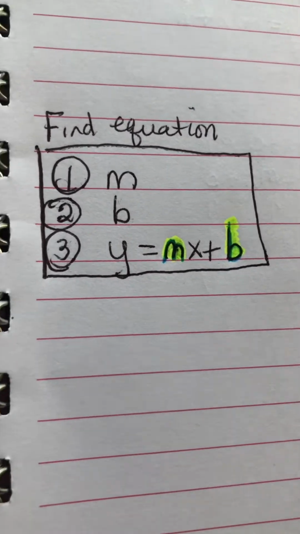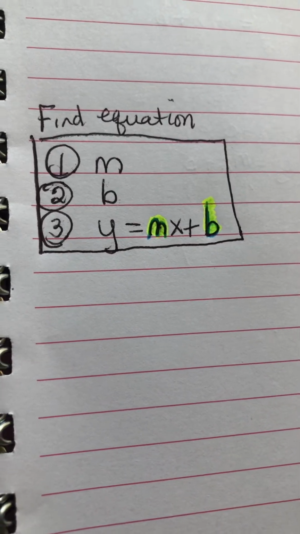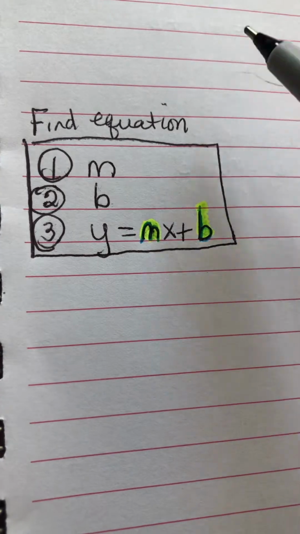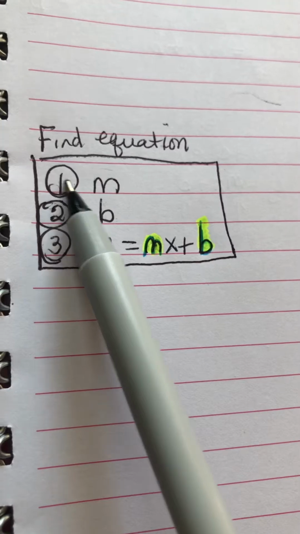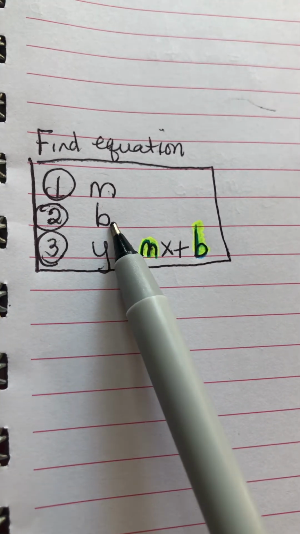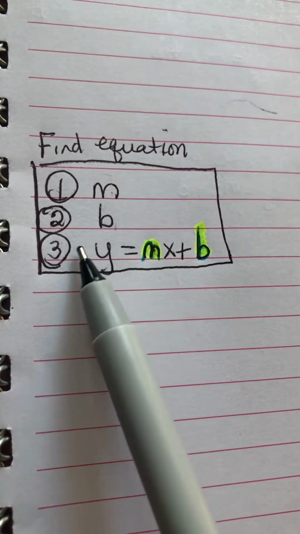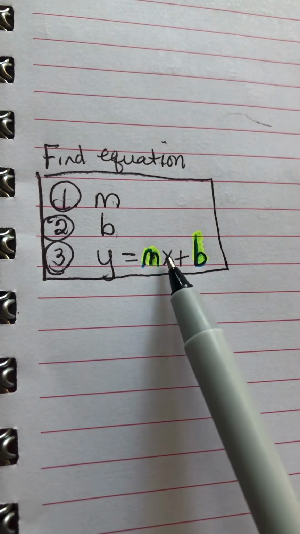Okay, so we're going to go through finding the equation of a line for a life application problem, a story problem. And I just want to remind you that to find the equation of a line, a linear equation, the first step is to find the slope. The second step is to find the y-intercept. Then take those two pieces of information, and the third step is to plug that into y equals mx plus b.